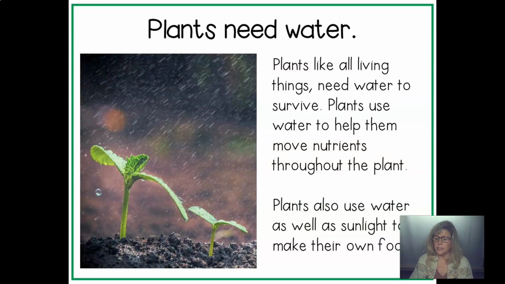Plants need water. I'll bet you all thought of that one, didn't you? Plants, like all living things, need water to survive. Plants use water to help them move nutrients throughout the plant. Plants also use water as well as sunlight to make their own food. More to come on that.